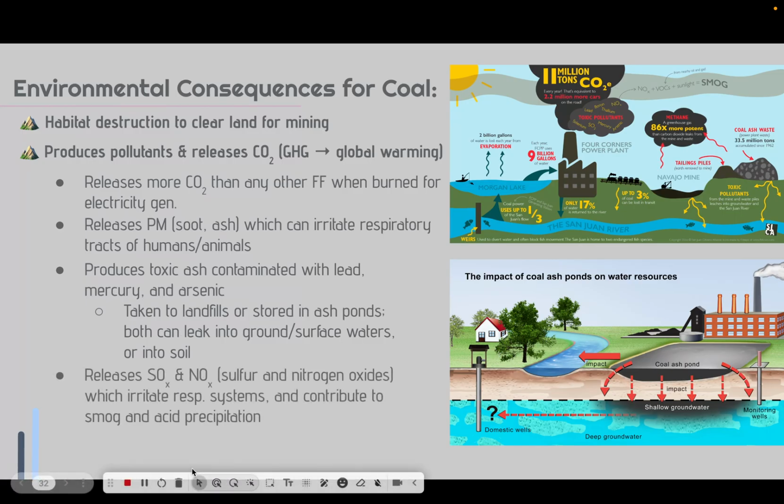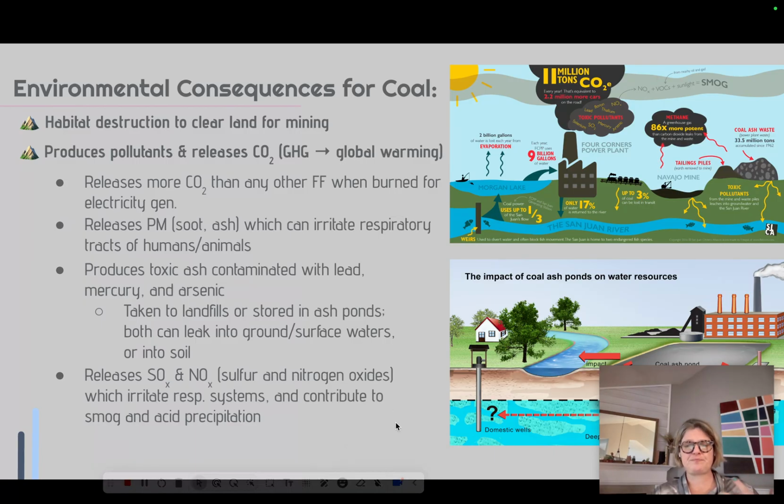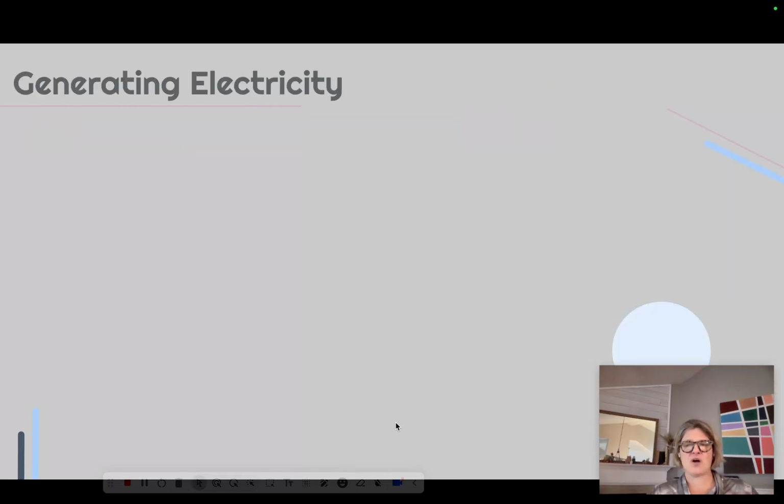The other issue with coal is that it releases SOxes and NOxes. We're going to talk about why those are so dangerous when we get to Unit 7, but this actually creates respiratory issues as well. It contributes to smog, to acid precipitation. Again, it could be another reason that we're having issues with lung cancer in areas where we burn coal. And so that's all a problem.